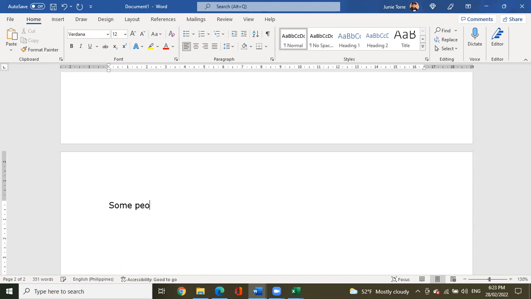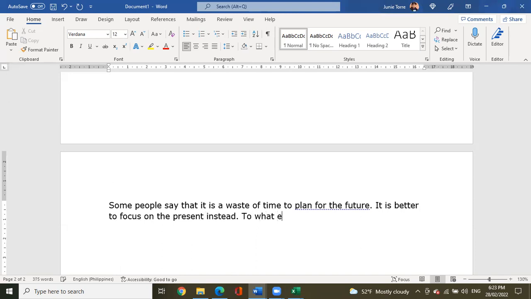Some people say that it is a waste of time to plan for the future. It is better to focus on the present instead. To what extent do you agree or disagree? That one is a negative statement. Some people say it's a waste of time to plan for the future. Yun. Trapper yun. Pag nakakita ko ng ganyan, trapper yan. No?